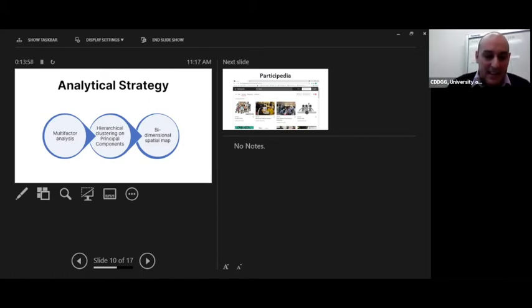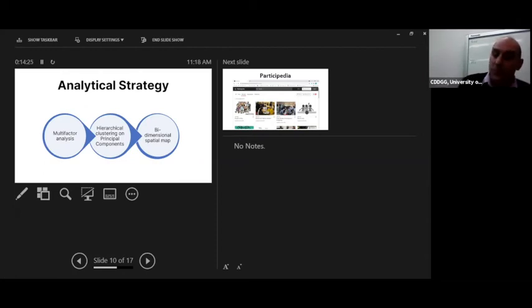So how to analyze the data, Participedia, considering this prototypical approach. I'm approaching the issue by considering a dimensional reduction analytical strategy, and observing how different cases are related to each other through a similarity function, by considering, I would say, a cluster analysis on principal components. I'm not going into the technicality of the analysis. However, this analysis has at least two important advantages.